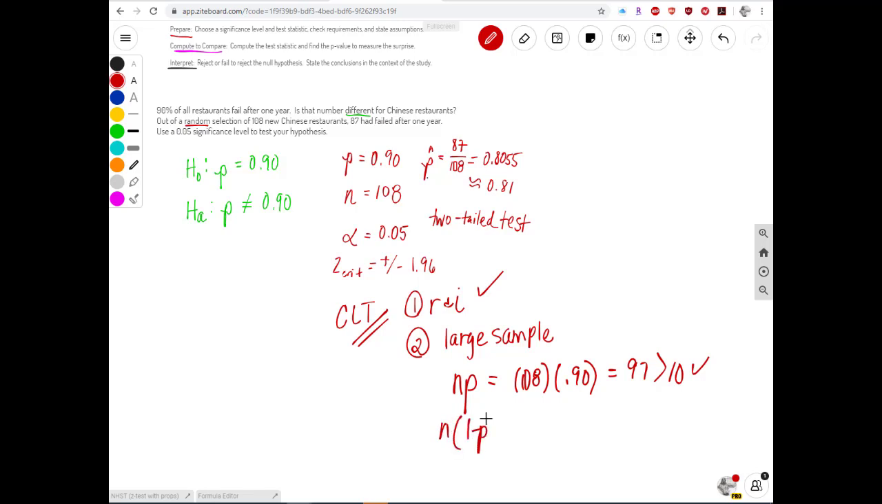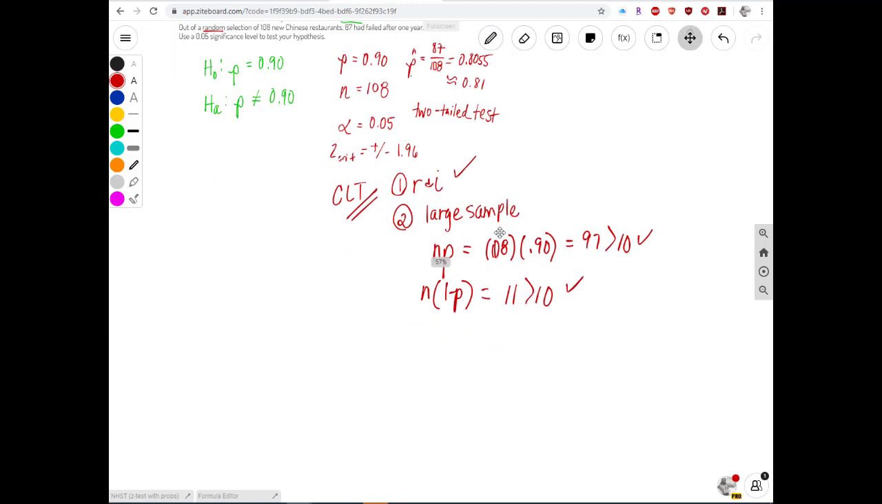So now I need to know what the failures are. Well, if there's 108 restaurants and 97 of them are considered a success, then the difference would be considered a failure. So the difference between 108 and 97 is 11. Is 11 greater than 10? Yes, it is. It came close to not meeting the conditions, but it made it. So we're good. Whew. Okay.